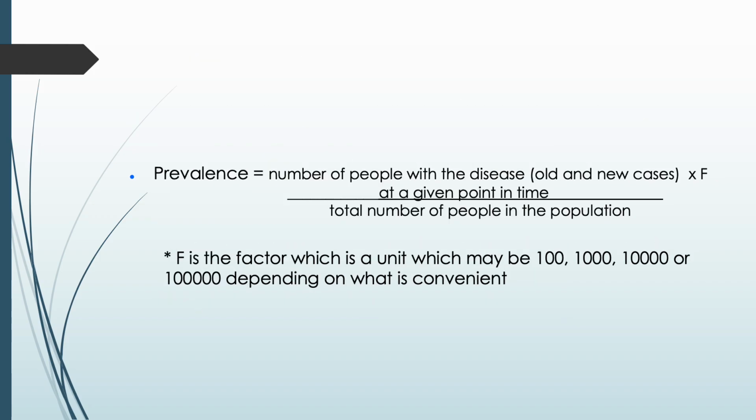The formula for prevalence rate is equal to the number of people with the disease, take note, old and new cases, at a given point in time over the total number of people in the population, times F, again, which should be a multiple of 10, depending on what is convenient to the scenario.